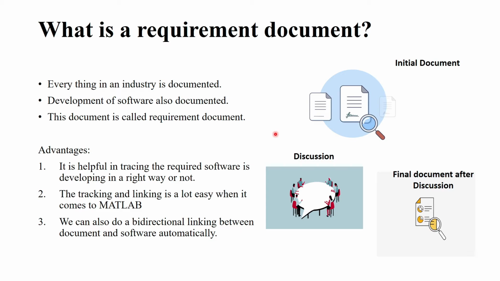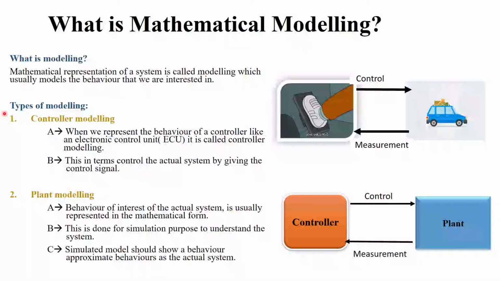In this tutorial also, we will try to link the software document, that is the requirement document, to the Stateflow model, and we will also trace bidirectionally from the Stateflow model into the requirement document. So before going into the development process of a software, we need to understand the word modeling, and basically mathematical modeling, how it is, and how it works.